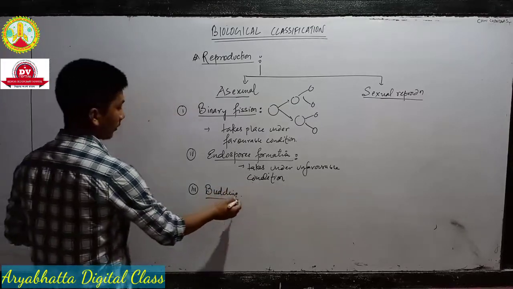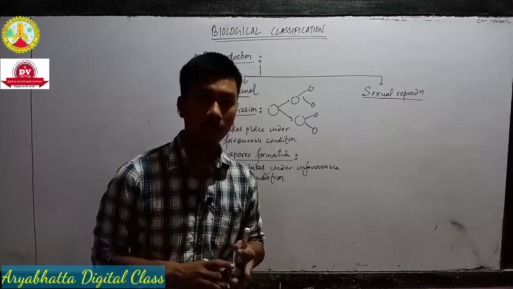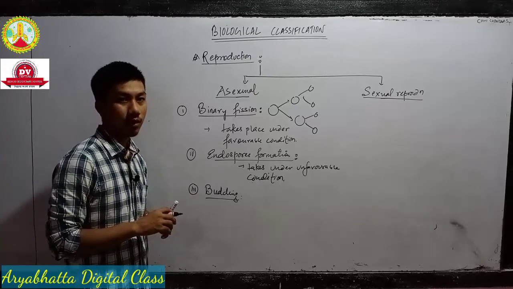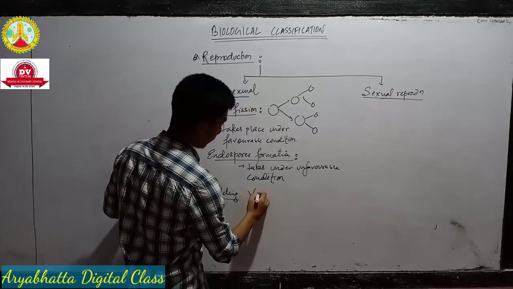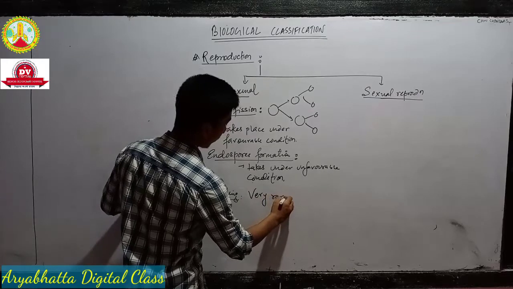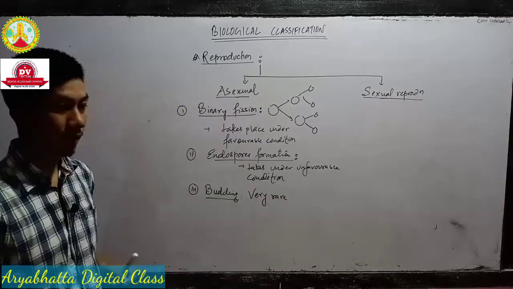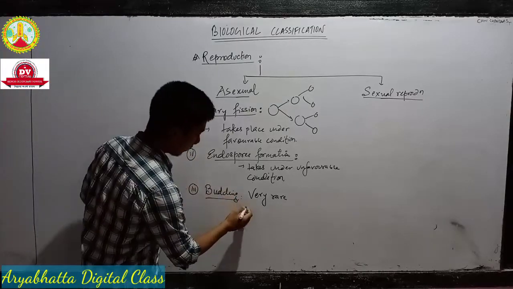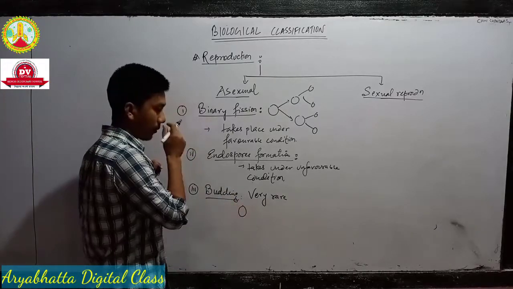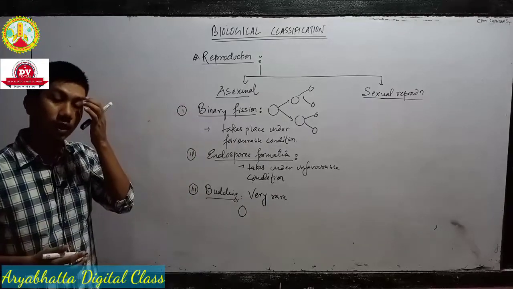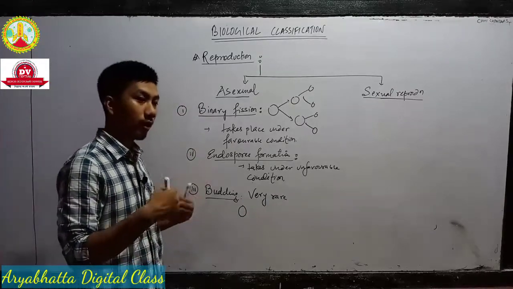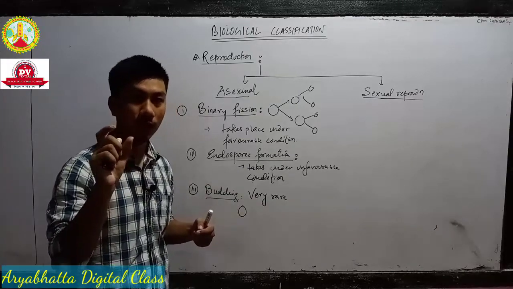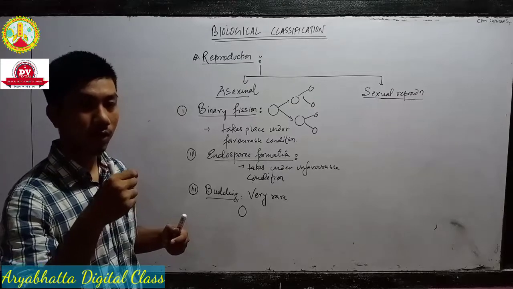So budding is very rare, found only in a few bacteria. Okay, it is very rare, so we can write very rare. So it shows a rare type of asexual reproduction. Budding में क्या होता है? A small outgrowth develops in the body and gives rise to a new organism. So bacteria के body में एक छोटा सा bud develop करते हैं, either outside of the body or inside of the body.